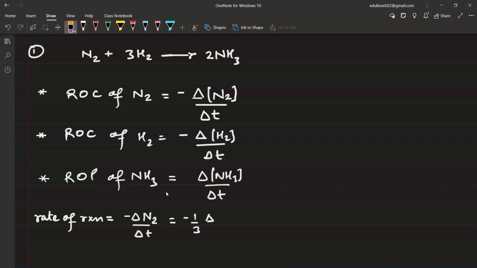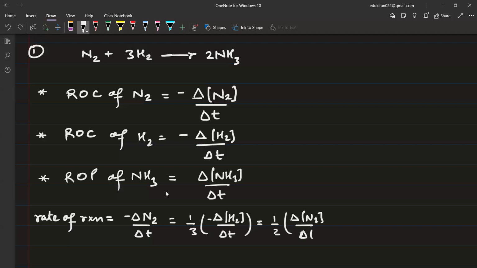I individually like to write it as 1 by 3 minus delta H2 by delta T. Now, this particular thing inside the bracket is the rate of consumption. If I put the minus outside, it creates a little confusion. So I try to keep things clean, and I will write 1 by 2 in bracket delta N2 by delta T. So this is the rate of reaction.